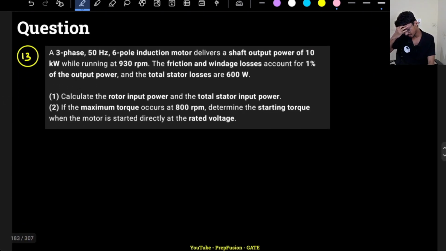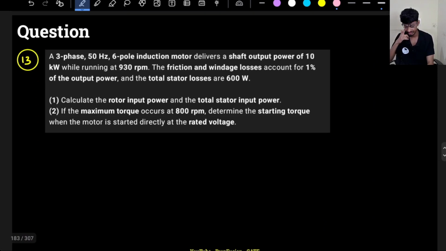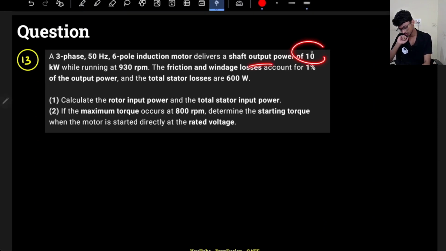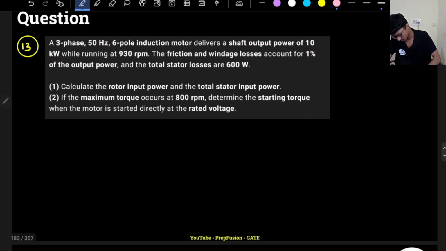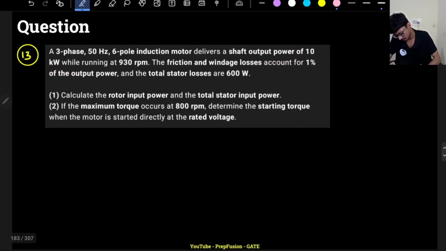In the next question we have a 3-phase 50 hertz 6-pole induction motor that delivers a shaft output power of 10 kilowatt while running at 930 rpm. These questions are going very lengthy, so let's solve this question. This is the last question, and after this we'll not move on to the next topic; we have to delay it to the next lecture.